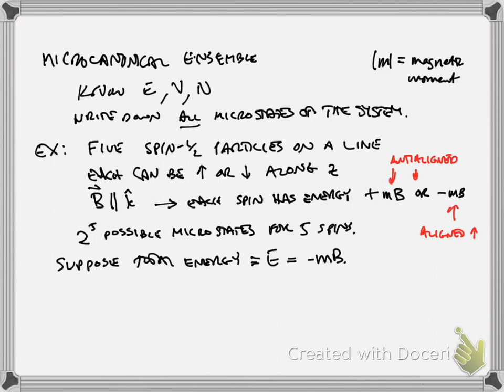Okay, so if this is our total energy, then not all of our 2 to the 5, not all of our 32 possible microstates are relevant anymore. For example, the state with everybody up is not allowed, right? Because that would have an energy of plus 5 mB. So clearly this one is not okay. So now that we've said our total energy is minus mB, we can specify all the accessible microstates.